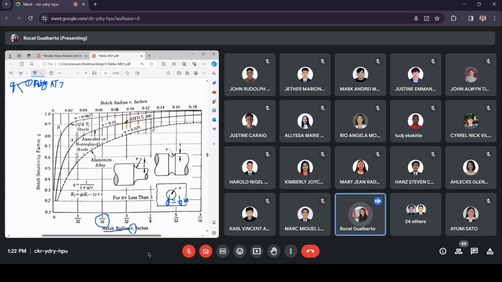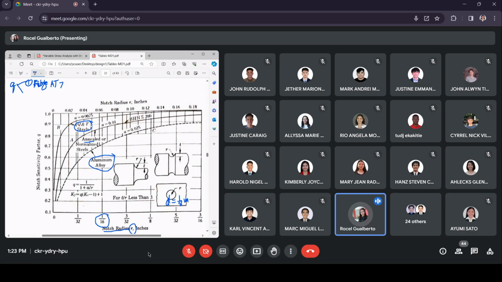The first one is for quench and tempered steel. The second one is for annealed or normalized. The last one, which comes as a broken curve, is for aluminum alloy, exclusive for aluminum alloy only. For steels, you have the first and the second one. If you are given water quench and tempered, you use this curve. If you are given normalized steel, you use this one.